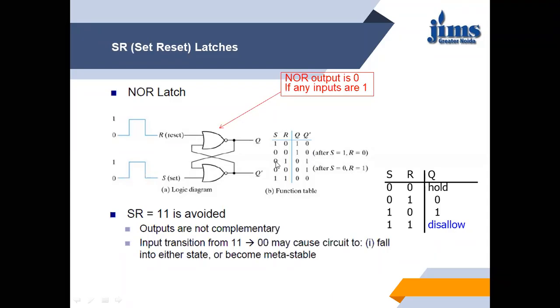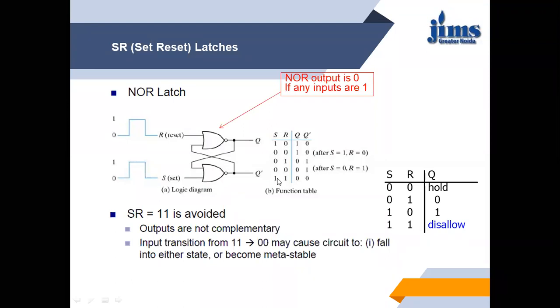Now when S equals 0 and R equals 1, so what will it do? As R equals 1, it will reset. So Q is reset, it resets from 1 to 0. Whenever Q is 0, then Q bar will be 1. Again, when it is 0 0, it will store the previous value. Previous value was 0 and here it is 1.